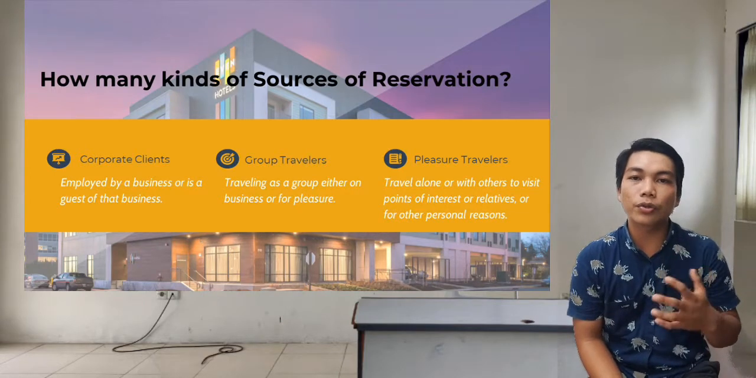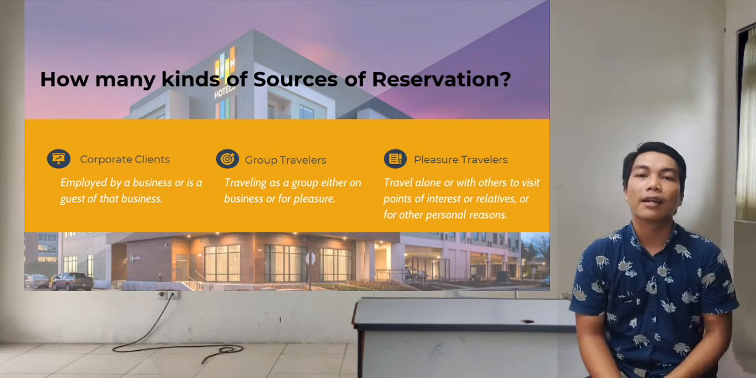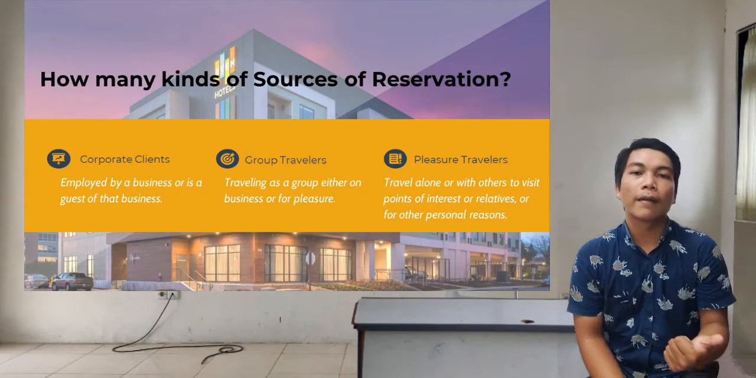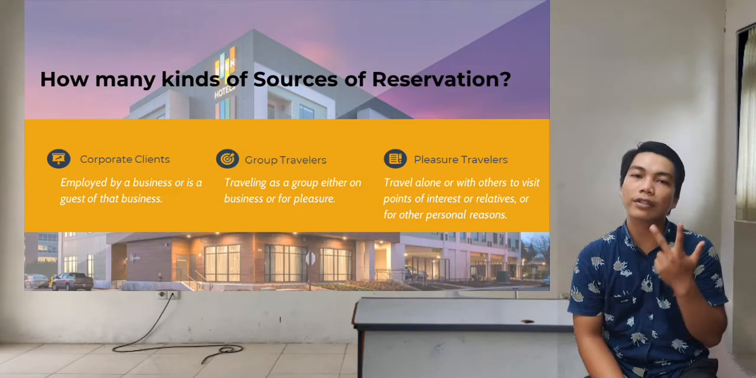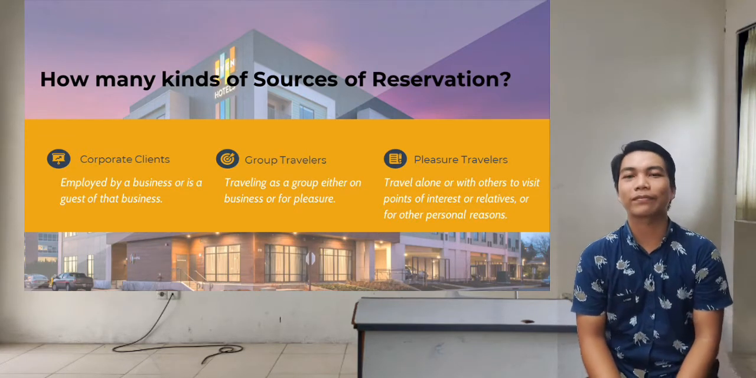And some of the various methods that are able to be used in making a reservation are travel agency, toll-free numbers, and then reservation or referral system, and the internet.